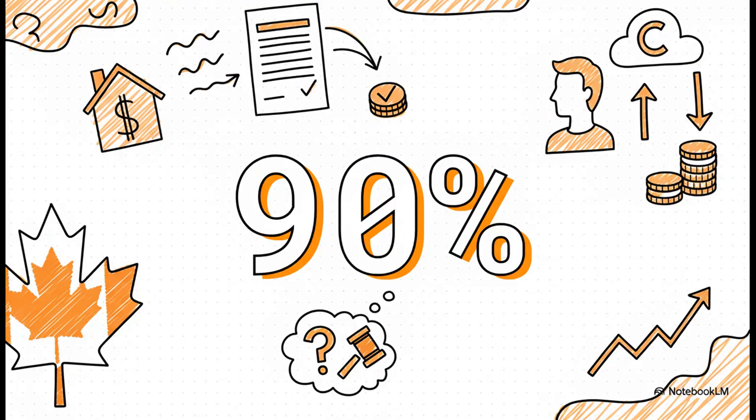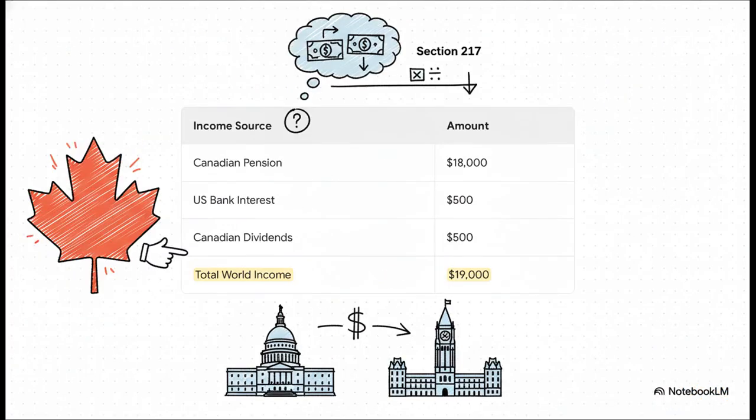And this is the magic number, 90%. The CRA applies a simple test. Does the eligible Canadian source income make up at least 90% of your client's total world income for the year? The answer to that one question will either unlock the full value of federal tax credits or it will limit them significantly. Let's look at a clear-cut example where this works out perfectly.